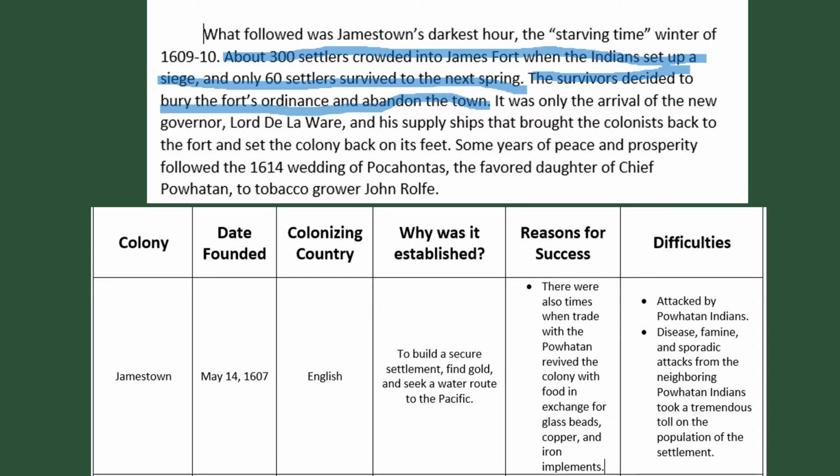However, there was help. Here it says it was only the arrival of the new governor, Lord de la Ware, and his supply ships that brought the colonists back to the fort and set the colony back on its feet. So that was something of some success to help them back on their feet. And then also there were years of peace and prosperity that followed the wedding of Pocahontas, the favored daughter of Powhatan, and she married one of the tobacco growers that was a colonist. So that helped to bring some peace and was a reason for success. Let's add that to our note-taking sheet.